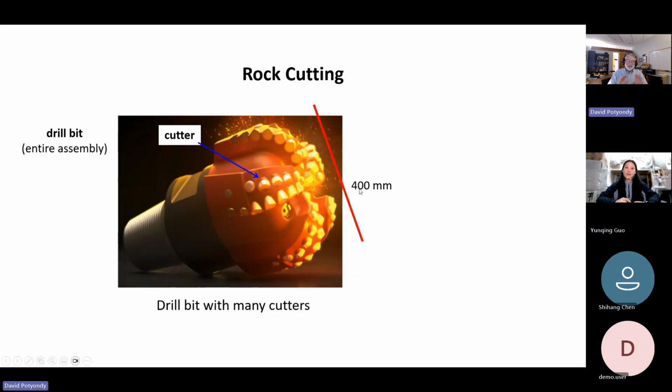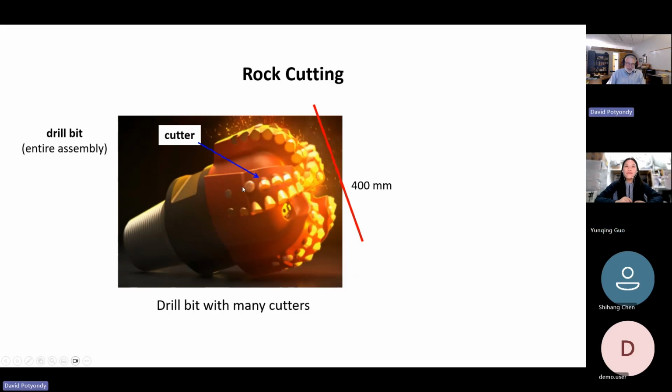The overall thing is called a bit. And this thing screws onto a threaded pipe. And the pipe is connected to another pipe, and at the top, very long, it's being forced to spin. And at the same time, it has a very high normal force because the weight of all those pipes is pushing down. So now how does it cut?